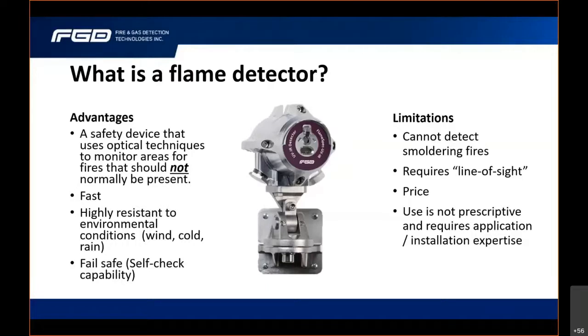The other thing that's quite interesting is, unlike smoke and heat detection, there is very little in the way of prescription within standards for the implementation of optical flame detectors. It usually comes down to good engineering practice based on a unique application, perhaps a petrochemical plant. So it's a real engineering expertise and design that's needed.